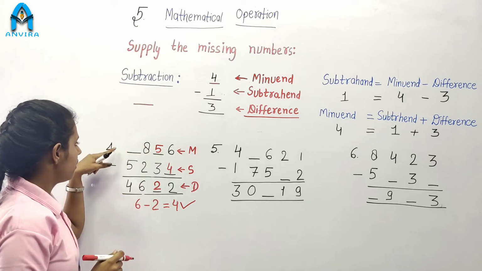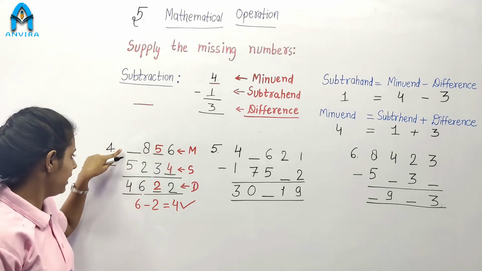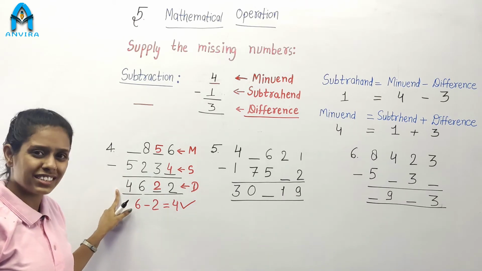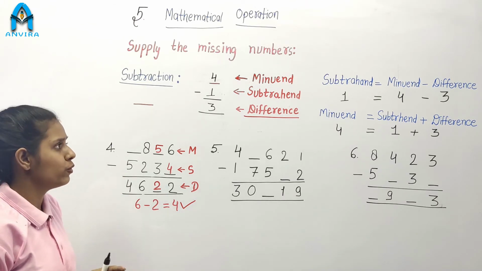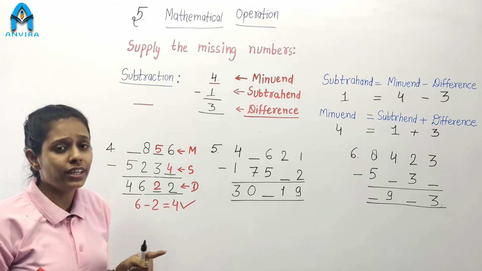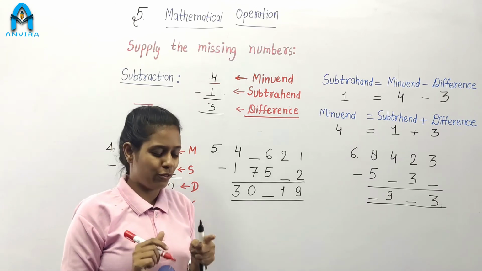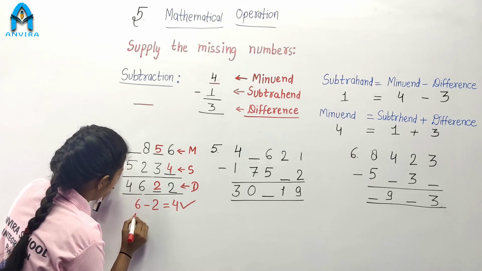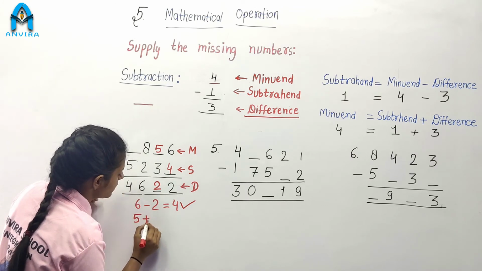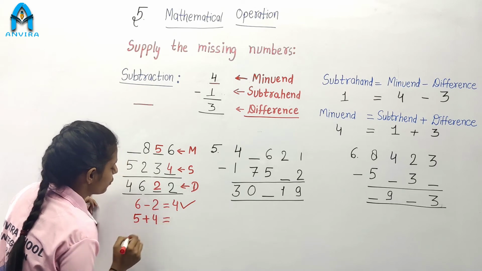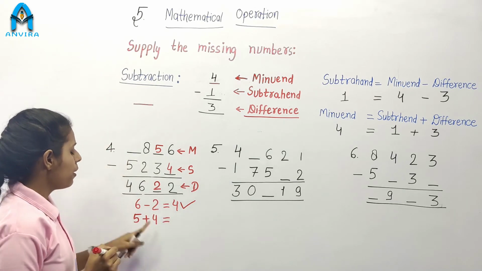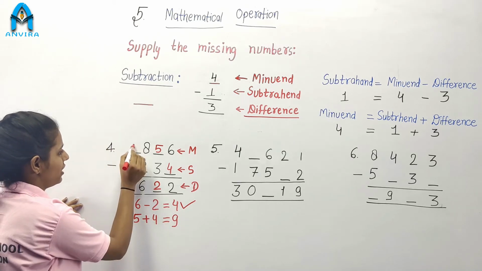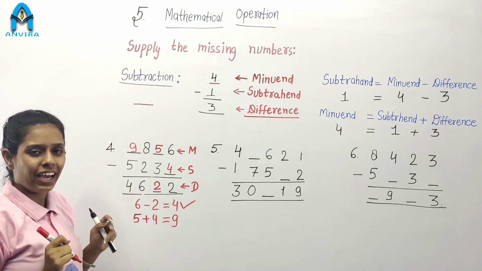Next, the minuend is missing, the subtrahend is given, and the difference is given. So what do we have to do? If the minuend is missing, we have to add. So subtrahend plus difference is equal to minuend. So 5 plus 4 is equal to 9. So our answer is 9.